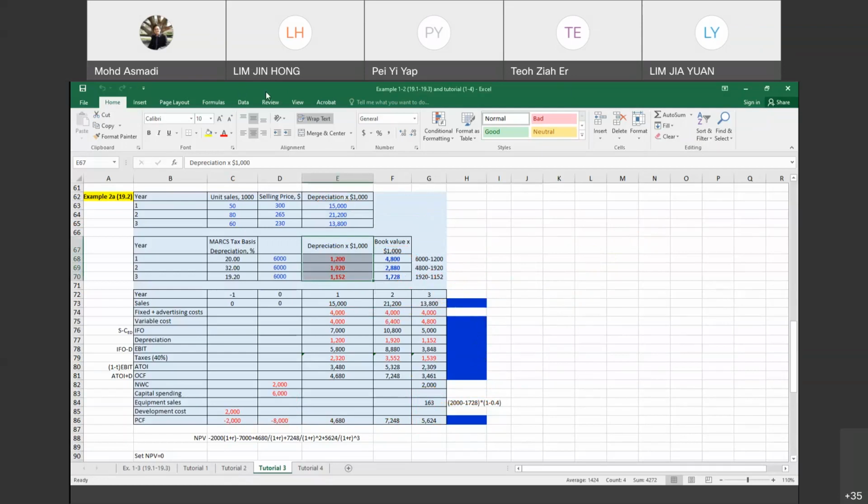Doctor, I want to ask one thing about the NWC, the net working capital. Is it that there's a minus 2000 at the beginning, and then at the end you have to add back the 2000? Yes, the NWC. If it's 5 years, then we put the 2000 at the 5th year, not 3 years. If extended to 5 years, you put the 2000 in year 5. Okay, thank you, doctor.